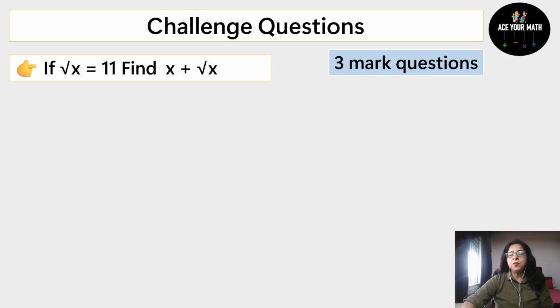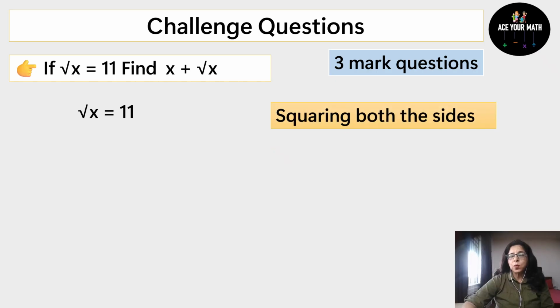Now let's move to the 3-mark question. The question is, if root x is given to you and the value of root x is 11, then find x plus root x. See how to solve such a question. See, root x is 11. So what you will do, you will square both sides.